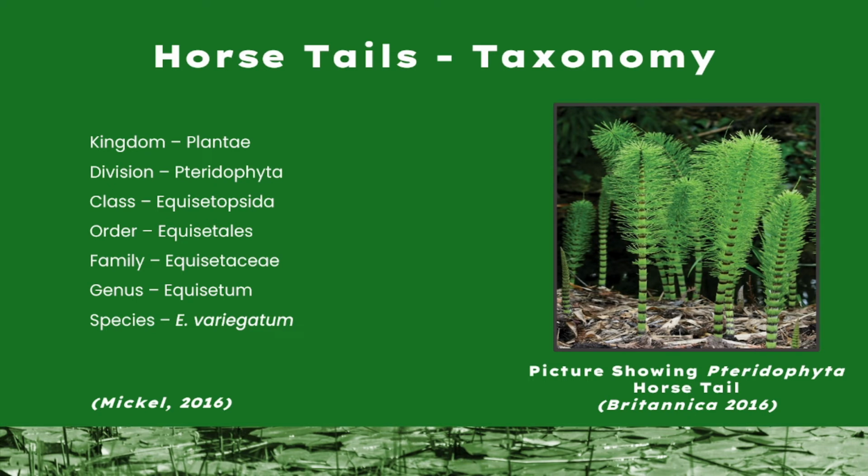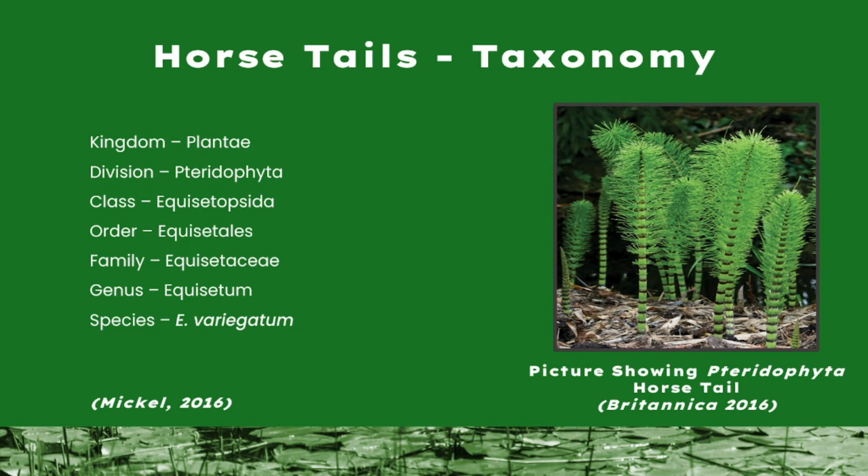As mentioned earlier, I'll now elaborate on that one genus that remains today, and that is Equisetum. The name Equisetum comes from the Latin word equus, which means horse, and seta, which means bristle. The genus includes 15 species. Horsetails are native to all continents except Australia and Antarctica.